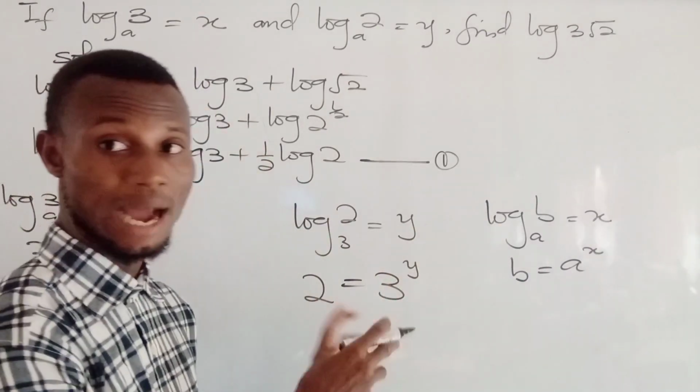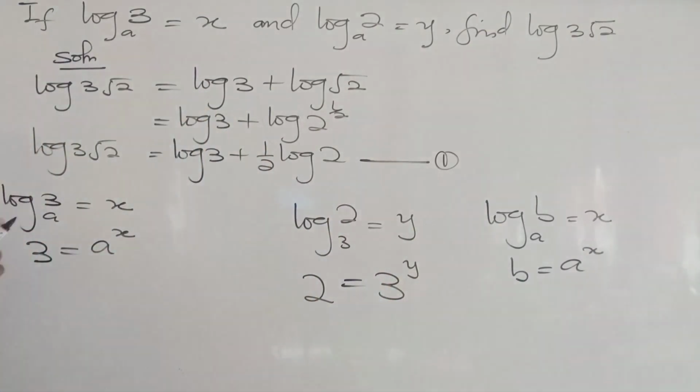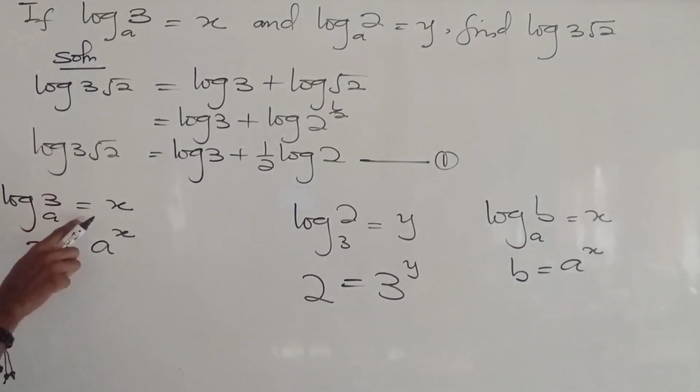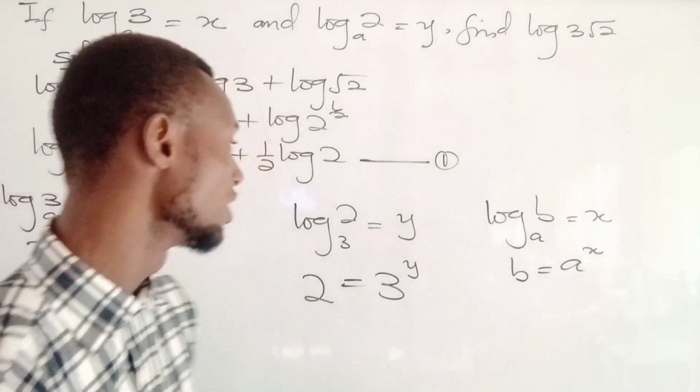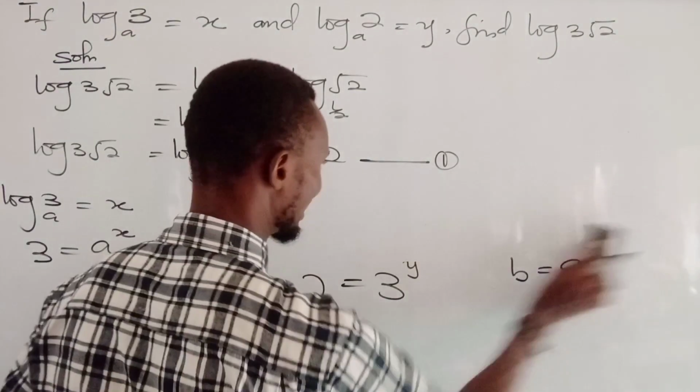So that's what we apply to be able to write log 3 to the base a equals s in this form, which is 3 equals a to the power s. I hope you understand the explanation up to this point. So I'm going to clean this from here so that we can continue.